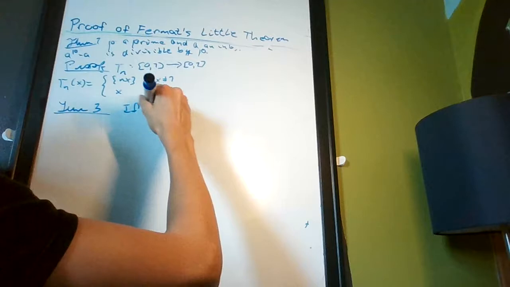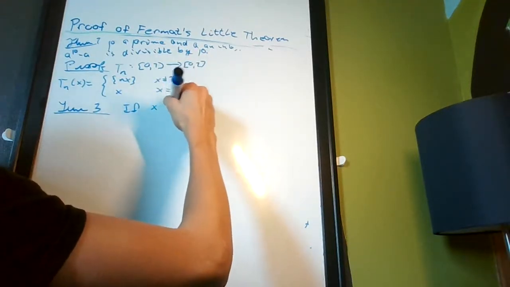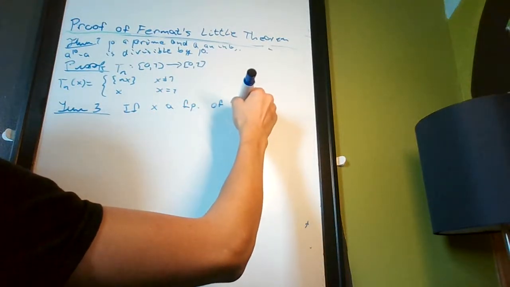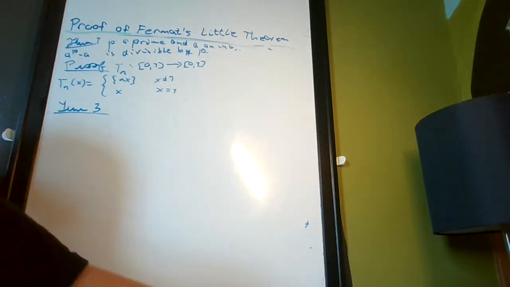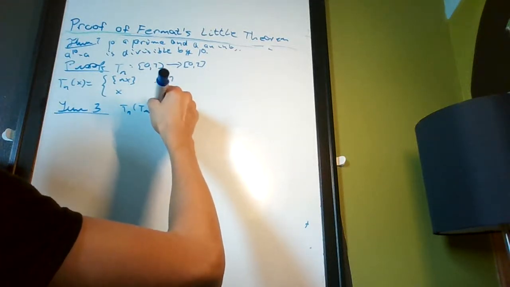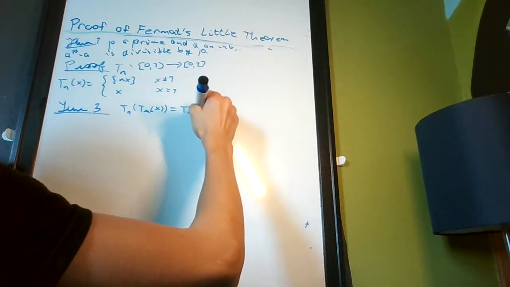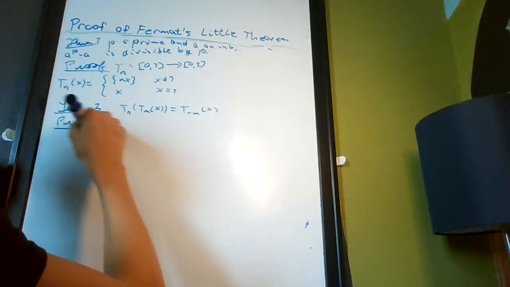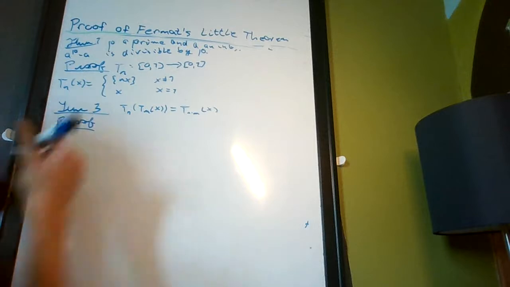If X is a root, a fixed point of Tn. No, that's a different lemma. Okay, so Tn of Tm of X is going to be Tn times m of X. Let's do a little proof. Okay, so now we have that.